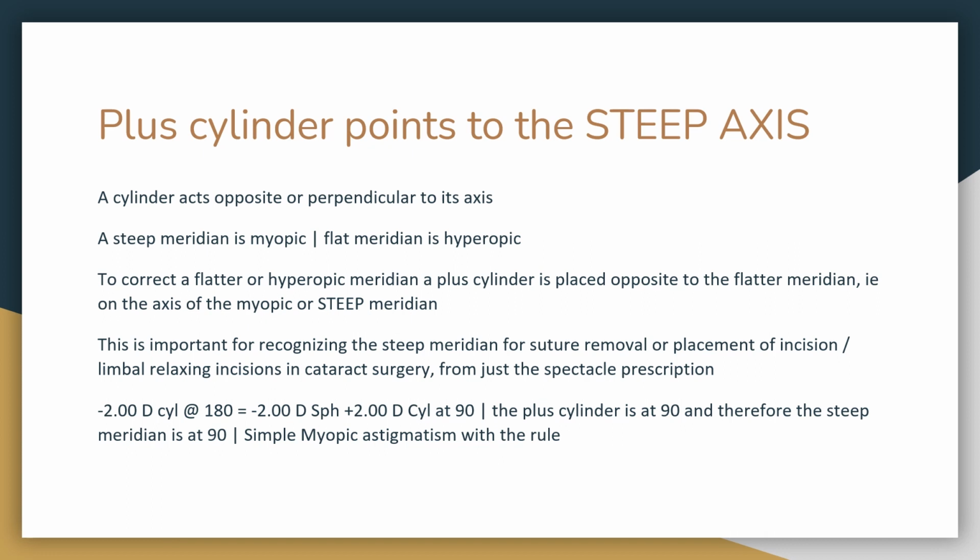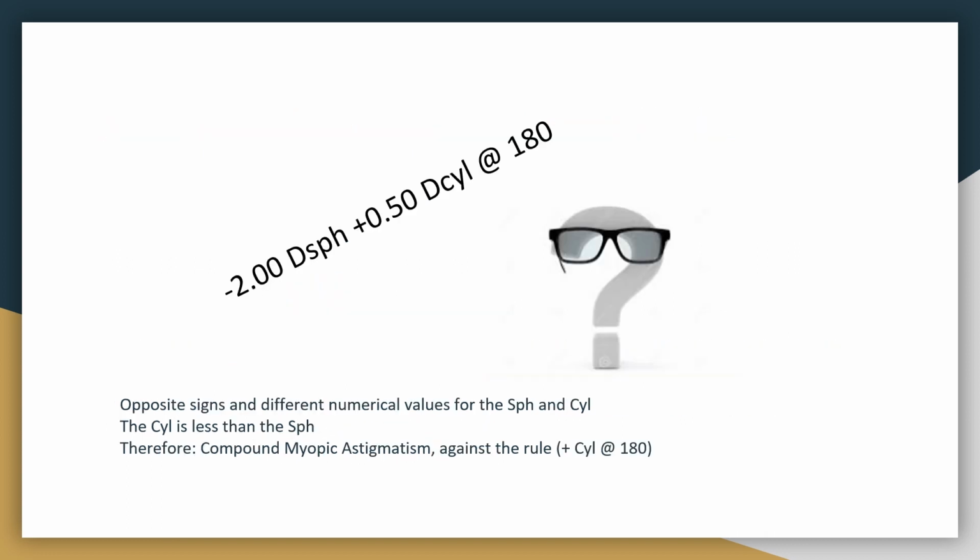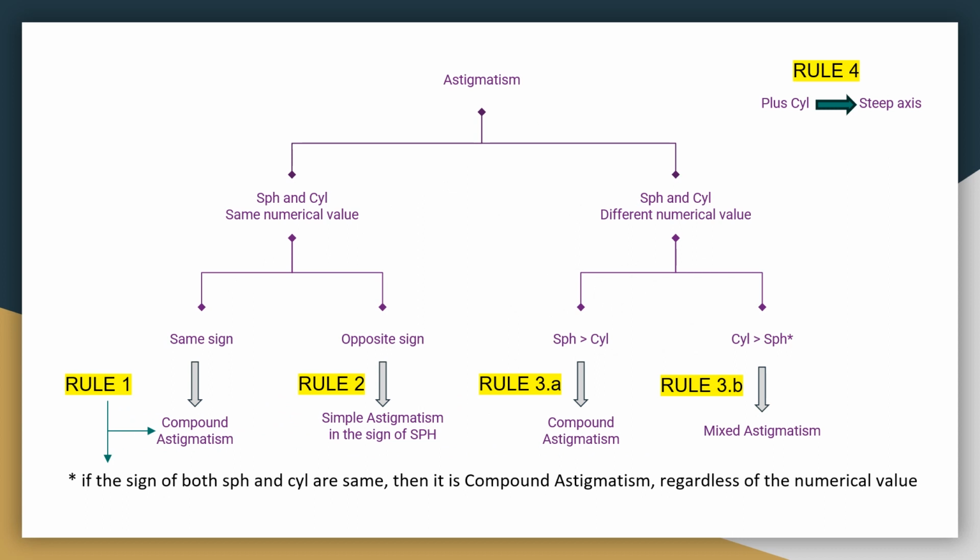Coming back to the prescription we started with, it is easy to confuse this for mixed astigmatism. But if we apply rule 3, cylinder being less than the sphere, it is compound myopic astigmatism against the rule. Here is a summary of the 4 rules on how to identify the common types of astigmatism from the spectacles prescription.